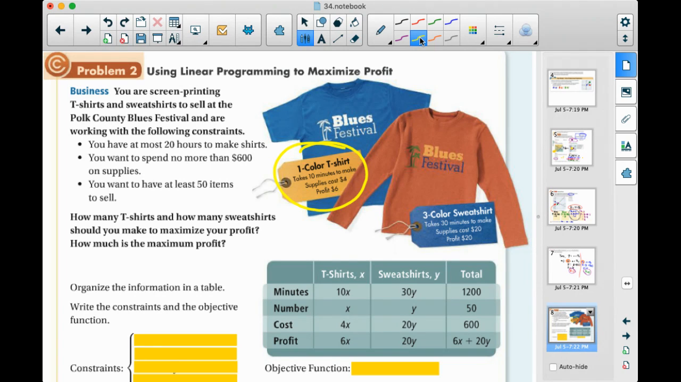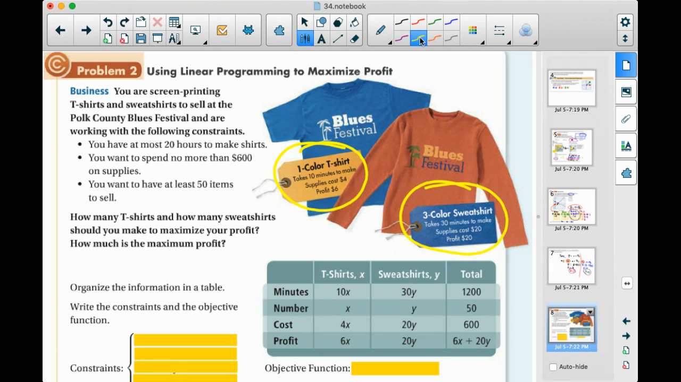All right, next, the 3-color sweatshirt. 3-color sweatshirt information. Let's see what that says. All right, it takes 30 minutes to make that one. The sweatshirt material is thicker. It takes longer for the screen print to stick to that, so we got to melt it on there. All right, it takes longer. Supplies cost me $20 for a blank one. All right, and my profit for that one is going to be $20.